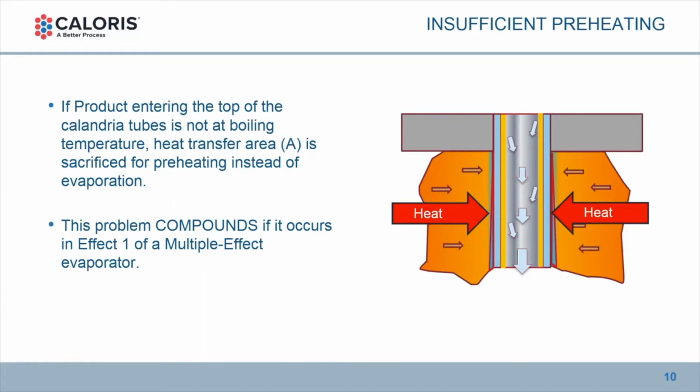This becomes particularly troublesome in a multiple effect steam heated evaporator, because if you're preheating product as it goes into the first effect and not fully utilizing it for evaporation, you are not getting those vapors into the second effect, and you're not getting full function out of the second effect or any subsequent effect, where that lack of vapors is unavailable to drive evaporation.